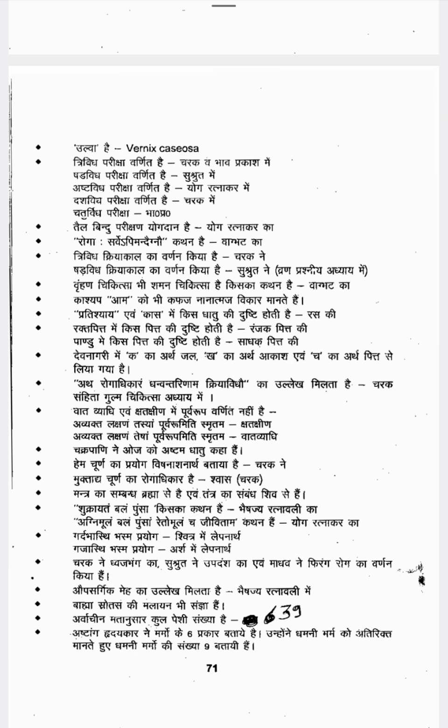Then Shukrayatam Balam Pumsam. This quotation is told by Bhaishajya Ratnavali. Agni Moolam Balam Pumsam Reto Moolam cha Jivitam, that is told by Yoga Ratnakara. So Bhaishajya Ratnavali is telling that because of the Shukra you are getting the Bala. According to Yoga Ratnakara, Agni Moolam, because of the Agni we are getting the Bala, and Reto Moolam cha Jivitam, because of the Retas you are getting the Jivita. Life you are getting because of the Reta, because of the Agni you are getting the Bala. That type of quotation is told by Yoga Ratnakara.